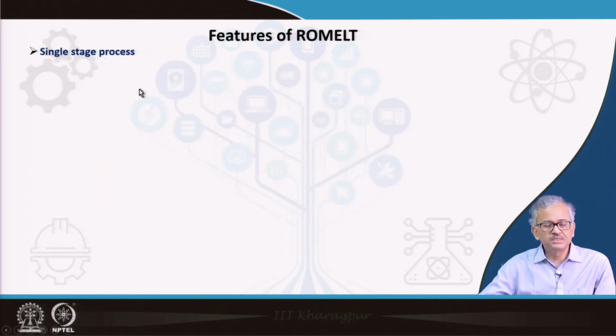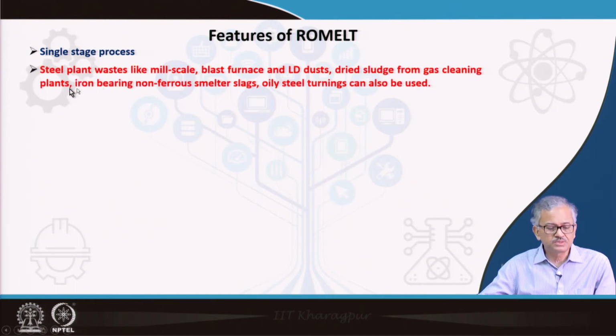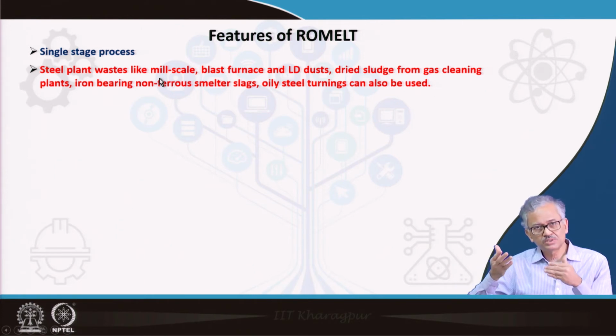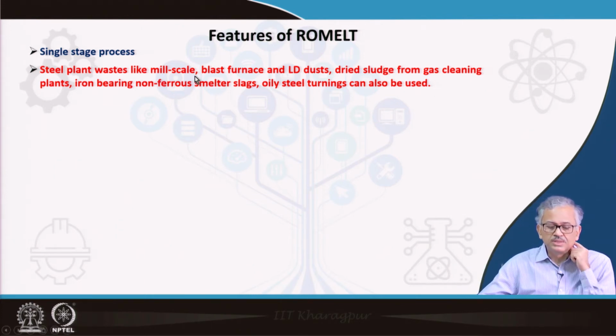So the features: it is a single stage process, as I said. Steel plant waste like mill scale that is generated in the hot strip mill, the blast furnace dust and LD dust, those are very iron bearing dust. Dry sludge from the gas cleaning plants: you will also have sludge, and that sludge obviously contains a lot of iron. And the iron bearing non-ferrous melter slag, oily steel turnings, those also can be used up. Okay.